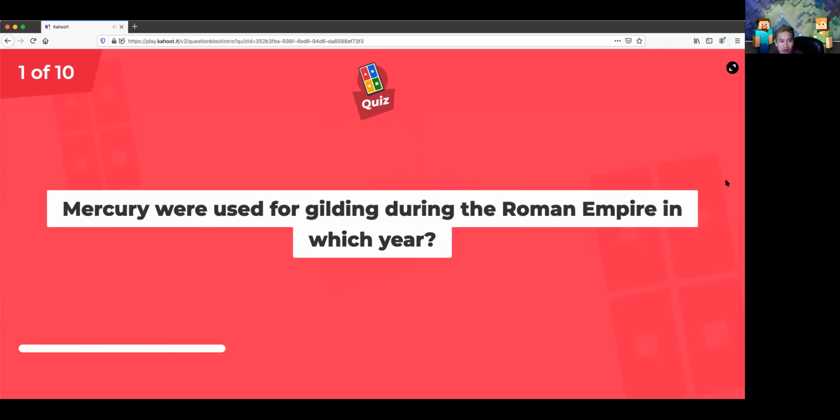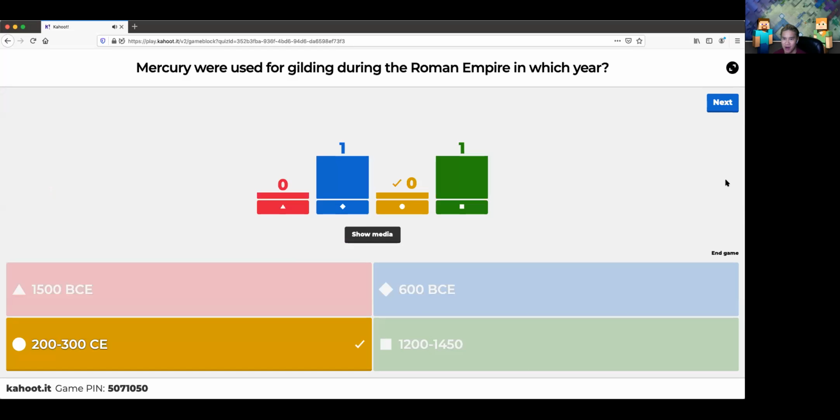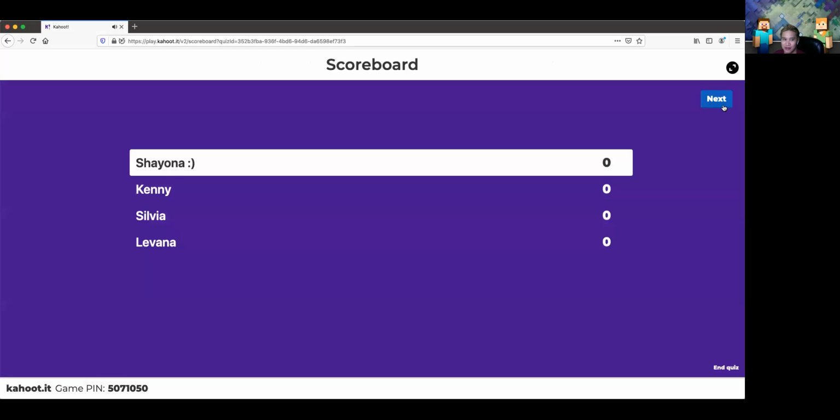All right, so question number 1. Mercury were used for gilding during the Roman Empire in which year? Is it 1500 BCE? Is it 600 BCE? 200 to 300 Common Era? Or 1200 to 1450? Again, mercury were used for gilding during the Roman Empire in which year? The correct answer is 200 to 300 Common Era.